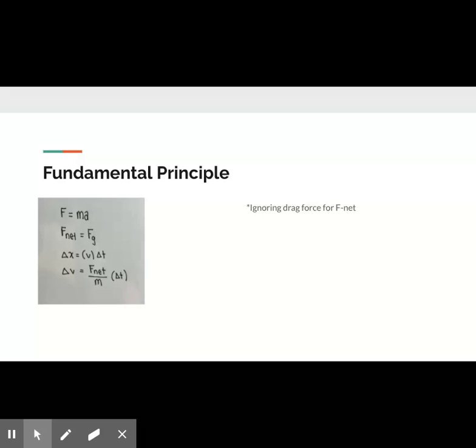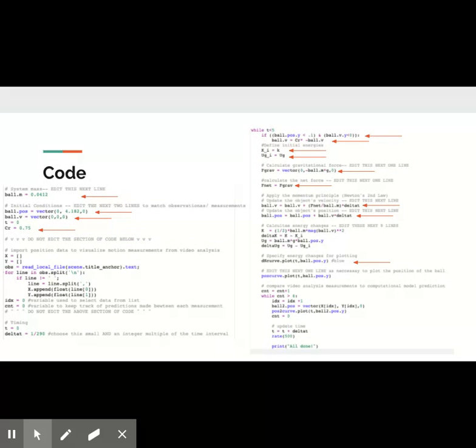So the fundamental principle at work here is Newton's second law, where force equals mass times acceleration. F net is just going to equal the force of gravity in this situation because we will be ignoring drag force. The change in position and change in velocity were both informed by Newton's second law and are defined by these equations. For my code, I initialized it by setting the ball's mass equal to that of the ball I dropped. The ball's position vector and the ball's velocity vector are those of the initial values. And then the CR value, which we'll get into more later in the lab, was found to be 0.75.